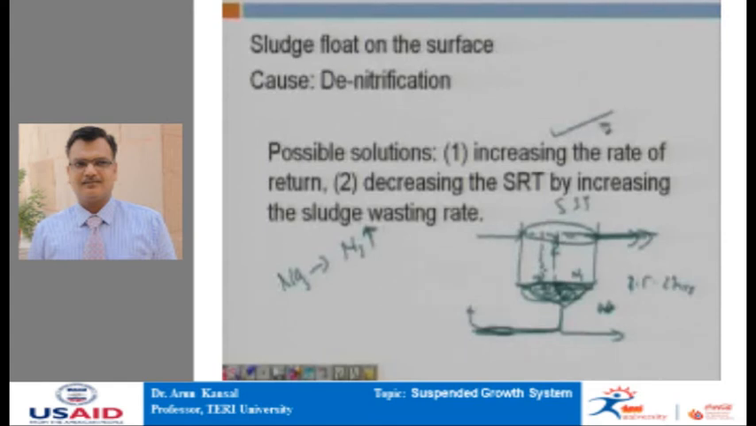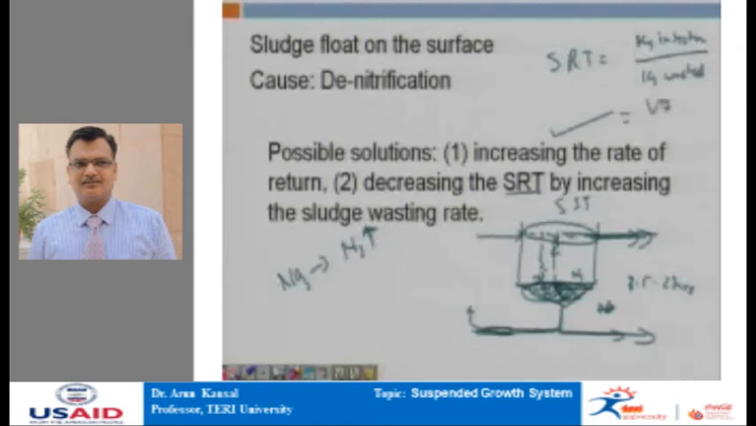Again, the second solution is decreasing the solid retention time by increasing the sludge wasting rate, that is, we can waste more sludge, so that SRT gets reduced and nitrification will not happen. SRT is something which we have discussed earlier, which is known as solid retention time, and solid retention time is nothing but the amount of biomass in the system, that is kg of biomass in system, divided by kg of the biomass wasted.